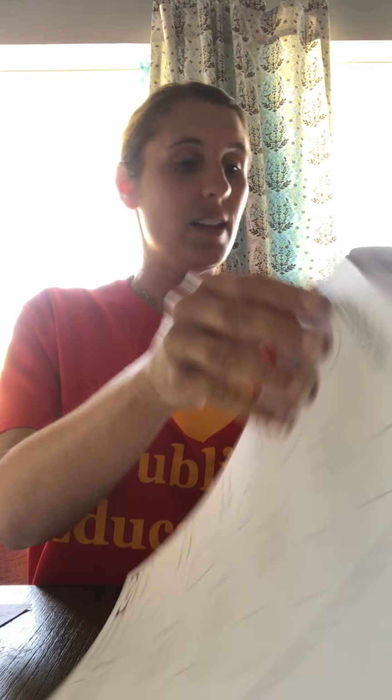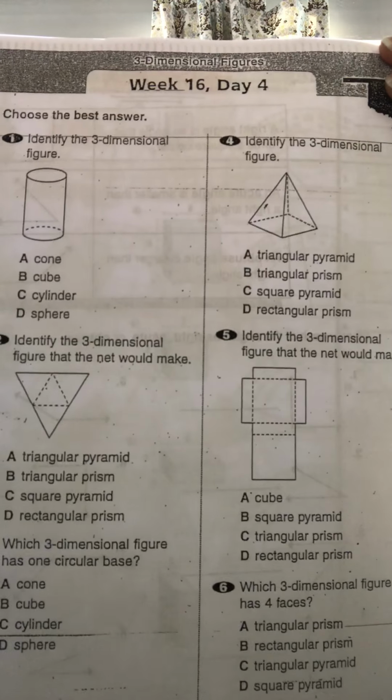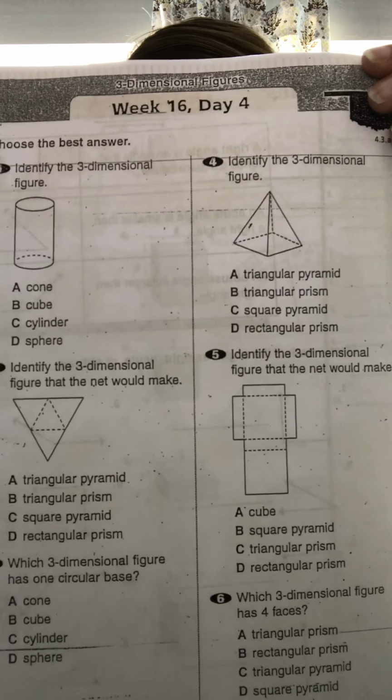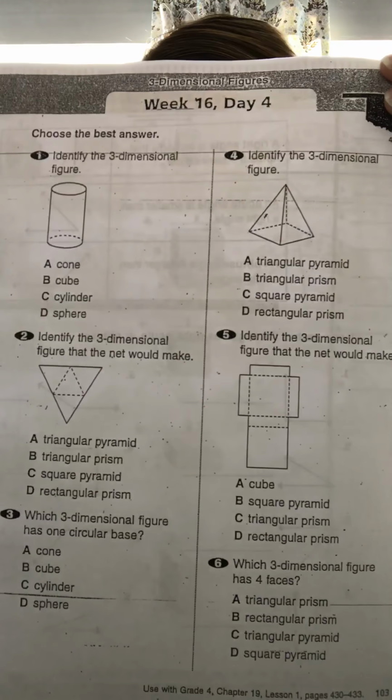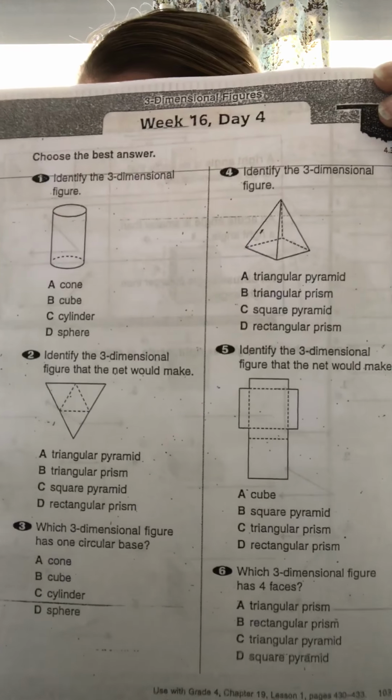All right, next page. You should have this one, I believe. Here, you are just going to answer their questions, okay? What figure is that? Guys, these are coming from nets, some of them, like 2 and 5 are nets. 1 and 4, you just have to identify.